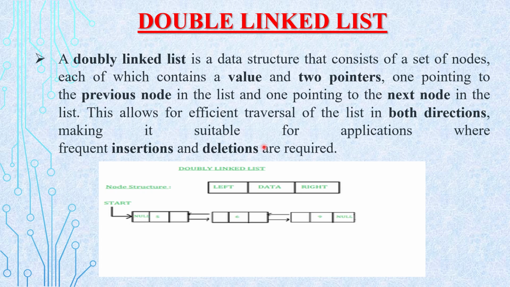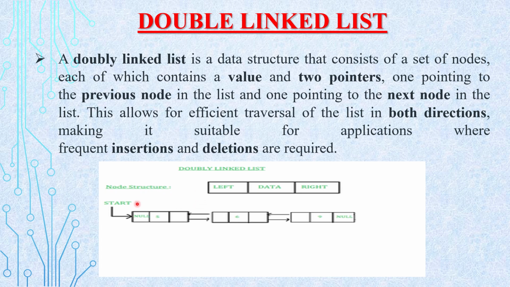Now we discuss doubly linked list. A doubly linked list is a data structure that consists of a set of nodes, each of which contains a value and two pointers, one pointer to the previous node in the list and one pointer to the next node in the list. This allows for efficient traversal of the list in both directions, making it suitable for applications where frequent insertion and deletion are required.